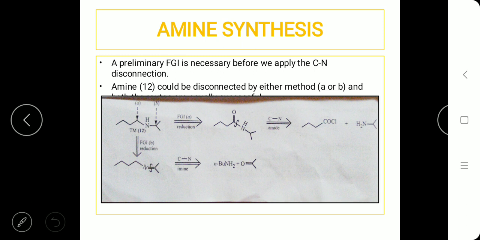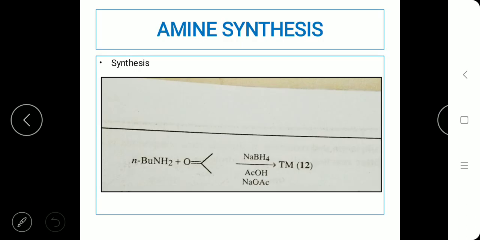Now when you take the imine, imines are also good intermediates which are unreactive and stable, and here you can do the C-N disconnection. Once you do the C-N disconnection, we are going to get a ketone and an amine. So a ketone and an amine can be used as starting materials, and we can get the imine, which on further reduction can give rise to the target molecule, which is the product. So we can use this kind of intermediates, and the synthesis is also given here.